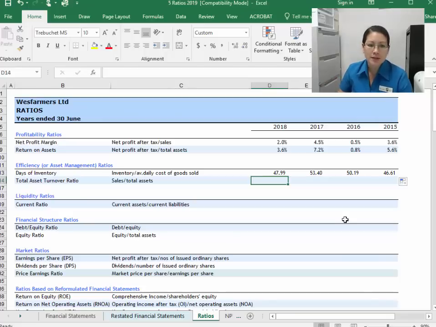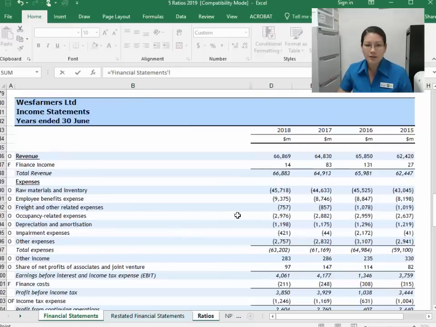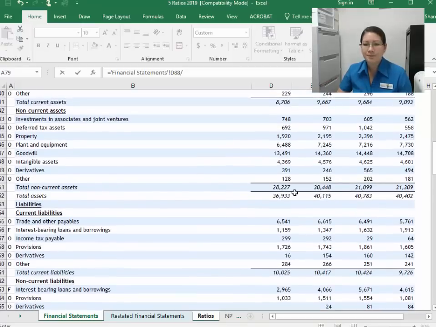Then we're going to look at our total asset turnover ratio. So sales divided by total assets. Mine is revenue. If you've got a sales figure, link it. Divided by total assets on the balance sheet, which is here.